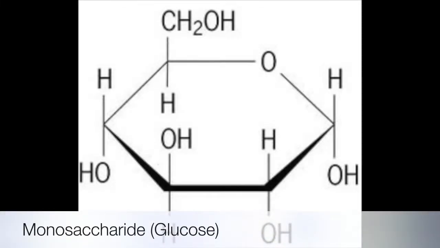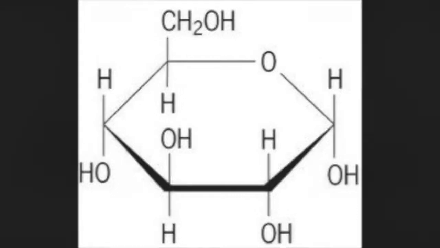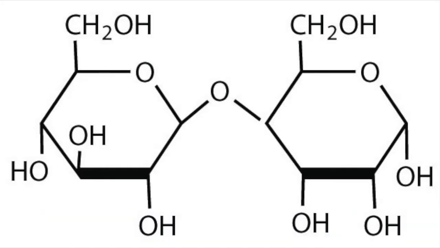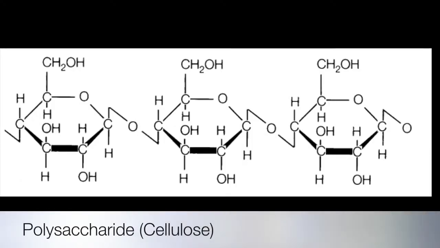The building blocks of all carbohydrates are monosaccharides, or simple sugars, which are composed in 1 carbon, 2 hydrogen, 1 oxygen ratios. These combine by dehydration synthesis to form disaccharides, which are also primarily simple sugars, and polysaccharides, which are larger macromolecules.